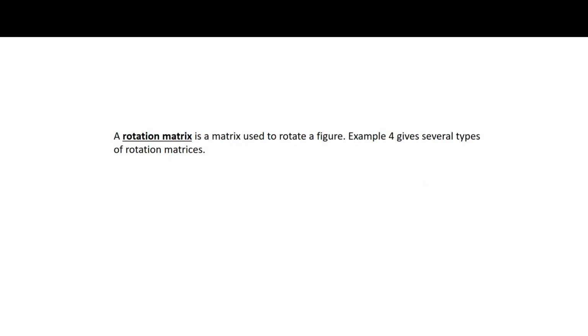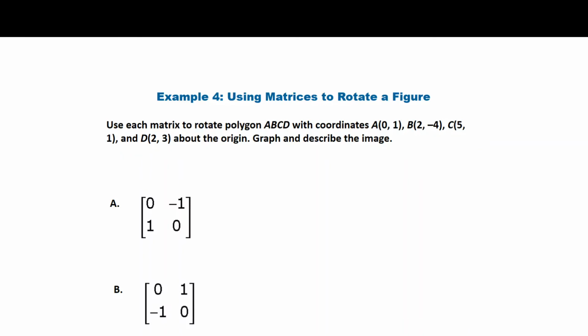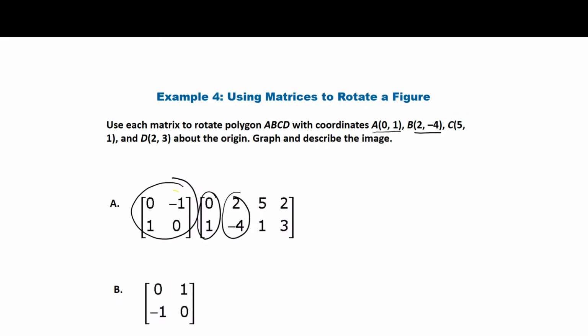A rotation matrix is a matrix used to rotate a figure. Example 4 gives several types of rotation matrices. Example 4 says use each matrix to rotate polygon ABCD with the following coordinates about the origin, and then we need to graph and describe the image. So we're going to use this rotation matrix right here, and we're going to multiply it by our ordered pairs that we have: 0, 1, 2, negative 4, 5, 1, and 2, 3.